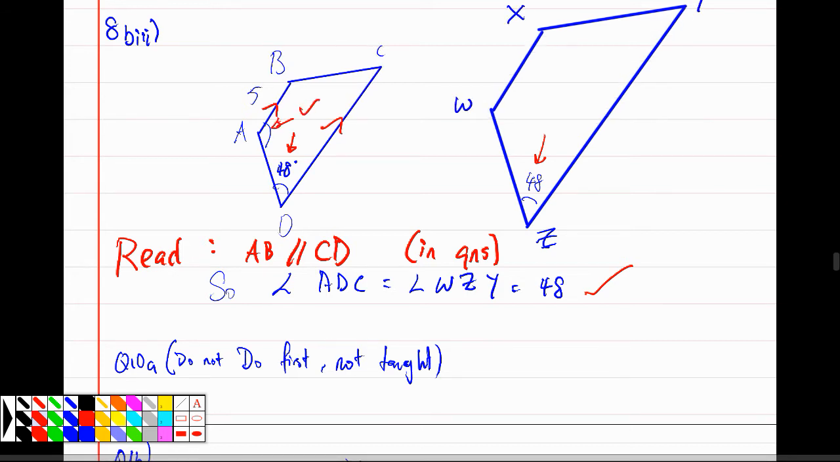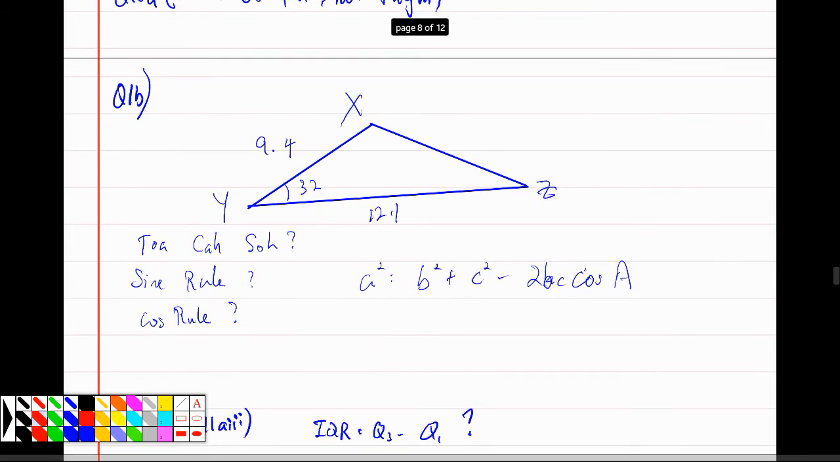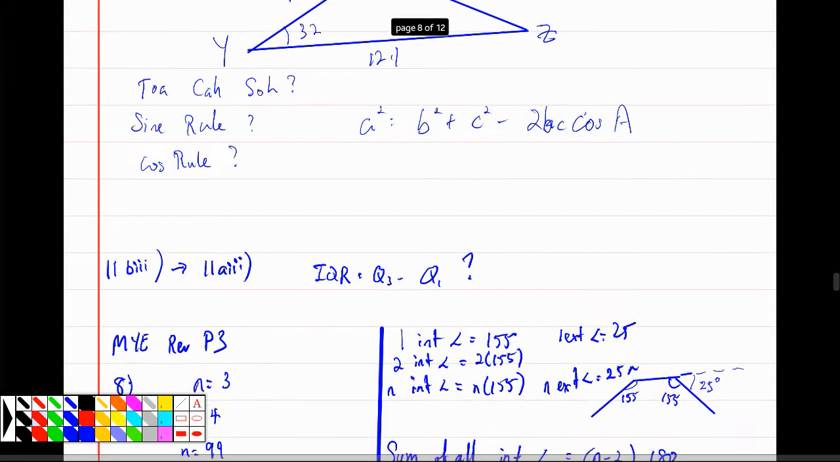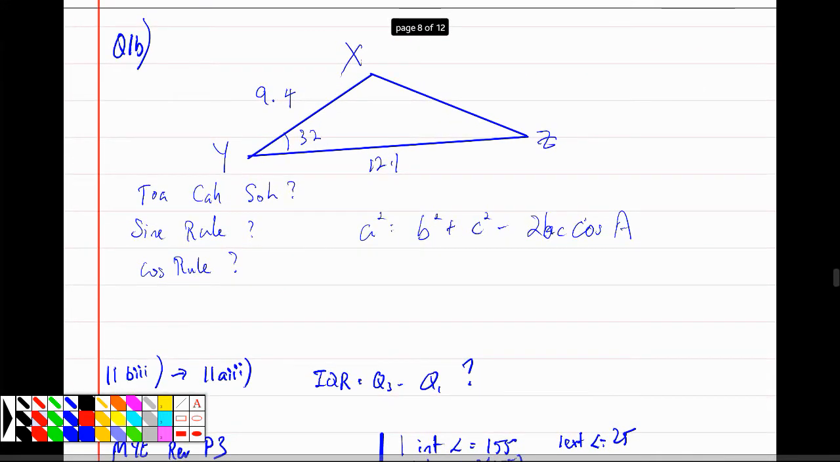Next, question 10 is skip. We have not learned this topic yet. Question 1B. 11B, I think. 11B part 3.